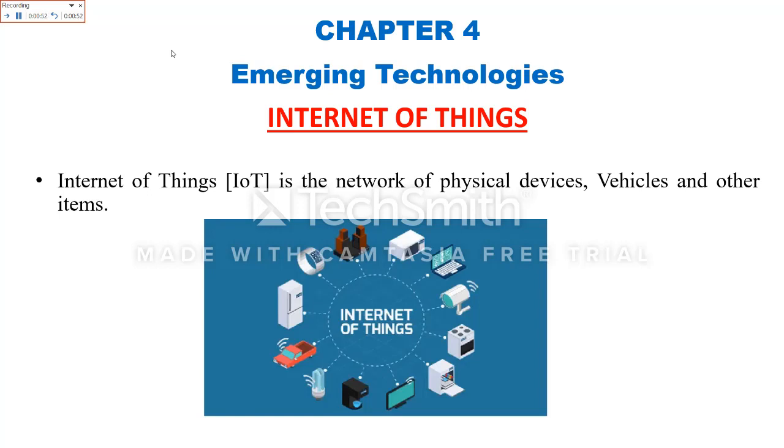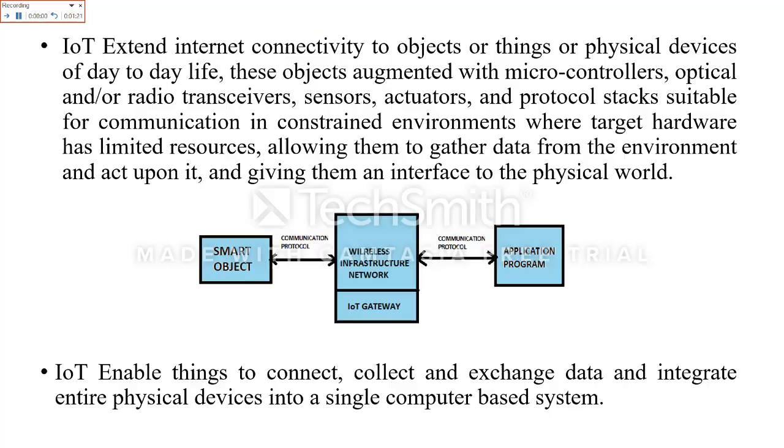Okay, so Internet of Things is the network of physical devices, vehicles, and other items, as shown in this diagram. Internet of Things is nothing but a number of devices or objects, also called things, that are connected to each other by means of the internet, right? Some networking protocols can be used to connect all these devices with each other. So Internet of Things extends internet connectivity to objects, or things, or physical devices of day-to-day life.